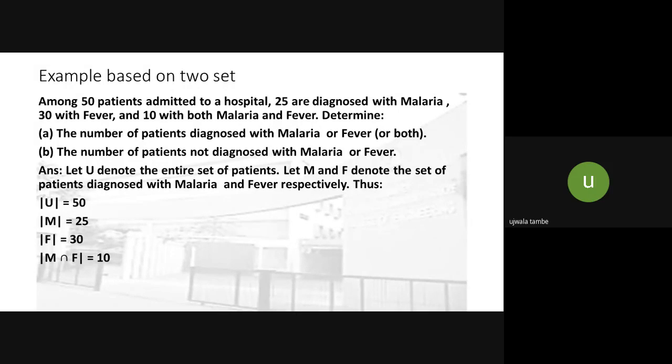Now we have to find the number of patients not diagnosed with malaria or fever. How to find this? Using U minus M union F. That is 5, right, Tejas?